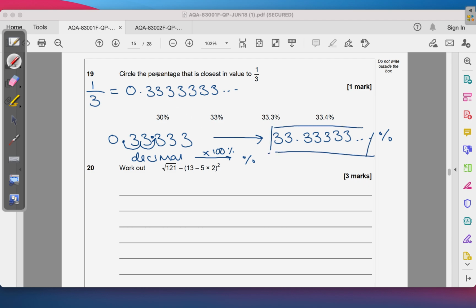So circle the percentage that is closest in value to 1/3. Well, it's going to be this one, isn't it? If this number here was 5 or above, then this would be the answer. But because it's 33.33, this rounds down to 33.3. So that's the answer.